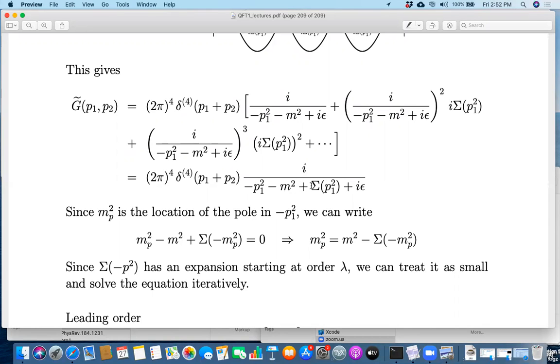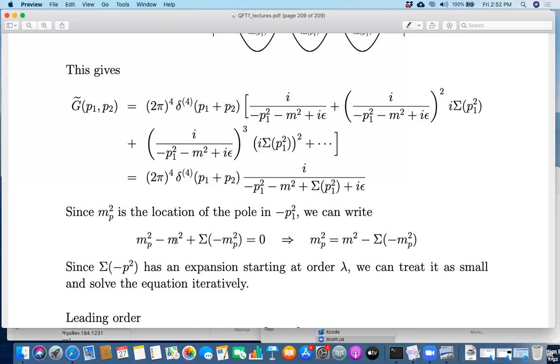And the residue determines z, right? Because it's supposed to be i z over minus p1 square minus mp square plus i epsilon. So the z is determined also from the residue at the pole. Okay, but let's look at the mp. So this equation looks like a complicated equation because sigma is in general a complicated function of mp. But in fact, we can solve it iteratively because sigma is small, right? Sigma has already a power of lambda. Okay? So if you are trying to find mp in a perturbation expansion, it is more advantageous to write this equation in this way.